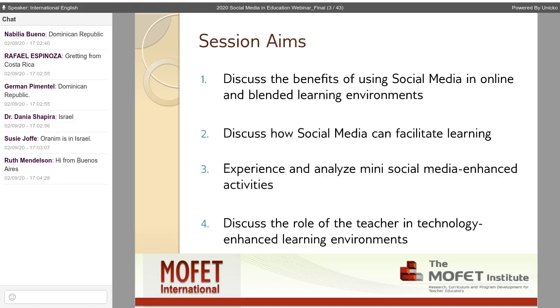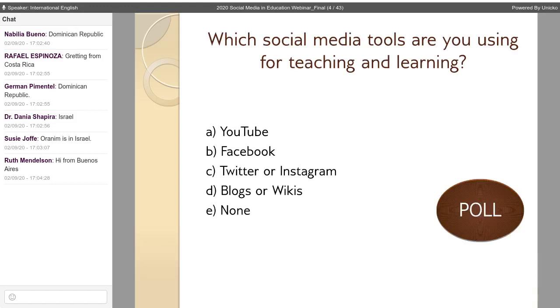All right, so let's get started. Before we begin, we are going to do a little warm-up poll. Look at the social media tools listed in the poll, and what I would like you to do is to select the social media tool that you are using or may have used in the past for teaching and learning. All right, so on your screen are actually more than five, 6 social media tools. I would like you to select the social media that you have used or are using for teaching and learning, and I'll give you 30 seconds to do this.